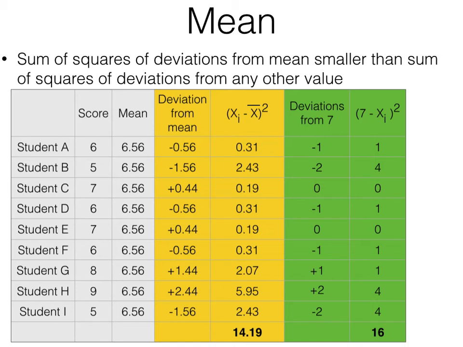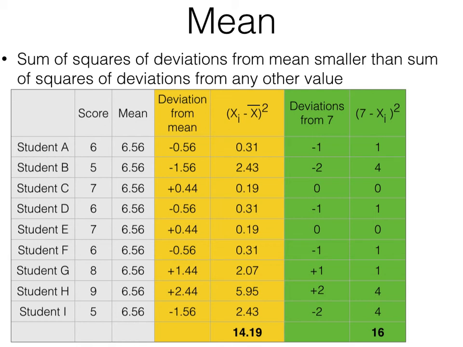I just picked 7, and it doesn't matter what number you use. 7 minus any score, in other words, the deviation from 7 for any score, squared. Let's go back to student A. That student's score, the deviation from 7 is a -1. When I square that, the squared deviation from 7 is 1.